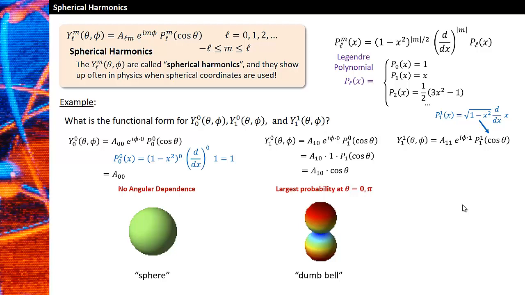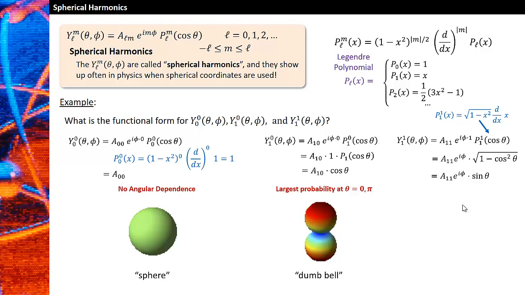Well, the derivative acting on the x just gives me a factor of 1, so that takes care of itself there. And so all I'm left over with is the square root of 1 minus x squared. But I really have to replace x with cosine theta everywhere. And so what I get for Y11 is A11 e to the i phi, and then the square root of 1 minus cosine squared theta. But I can simplify that square root of 1 minus cosine squared theta into a sine theta. And so I really have A11 e to the i phi times sine of theta.